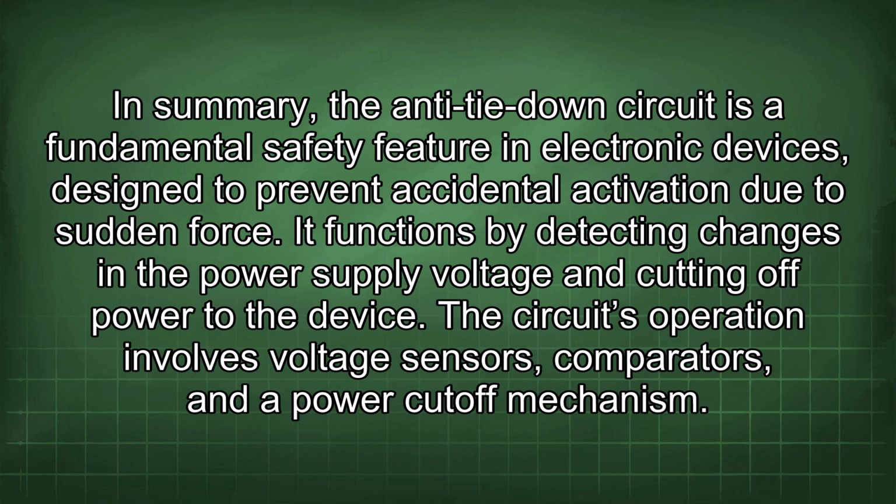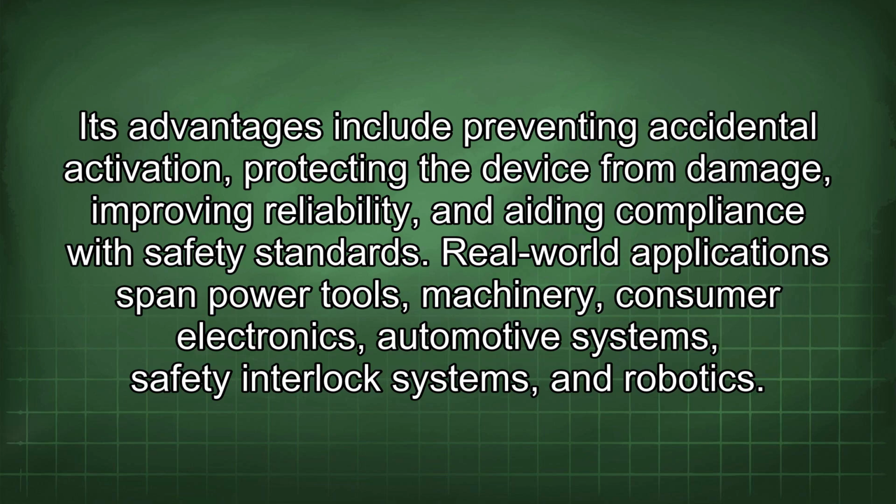In summary, the anti-tie-down circuit is a fundamental safety feature in electronic devices designed to prevent accidental activation due to sudden force. It functions by detecting changes in the power supply voltage and cutting off power to the device. The circuit's operation involves voltage sensors, comparators, and a power cut-off mechanism. Its advantages include preventing accidental activation, protecting the device from damage, improving reliability, and aiding compliance with safety standards. Real-world applications span power tools, machinery, consumer electronics, automotive systems, safety interlock systems, and robotics.